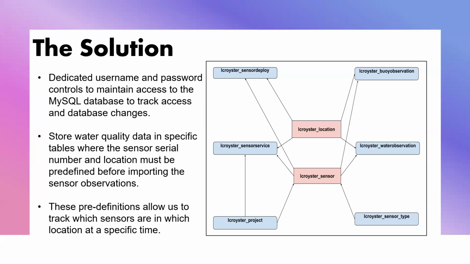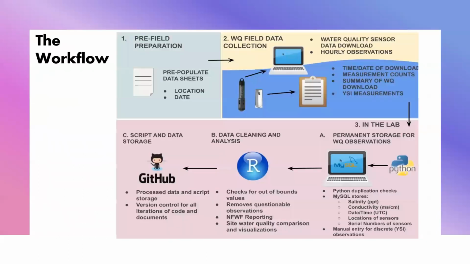So we store water quality in specific tables where the sensor serial number and location must be predefined. And this is where the field team and the data management team have to work hand in hand, because we have to know what is actually going on in the field so this database can work.